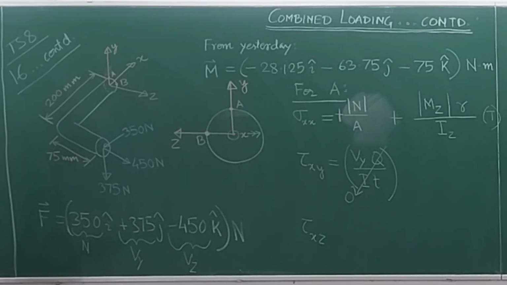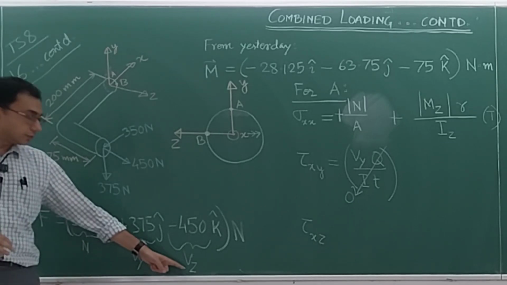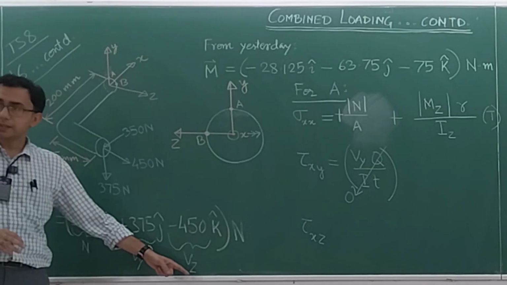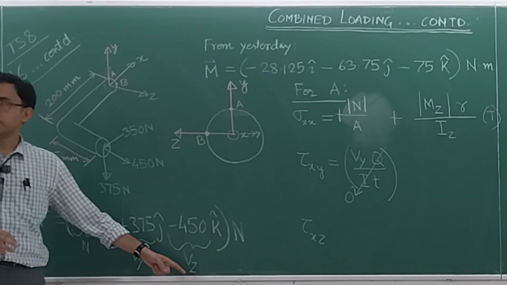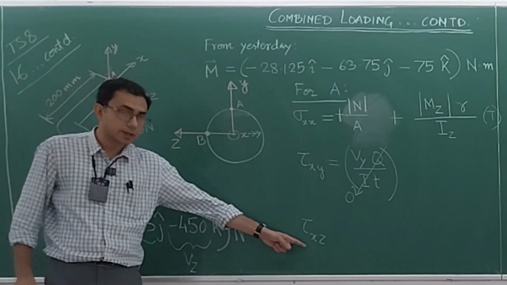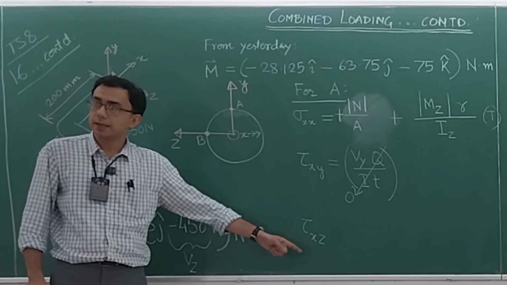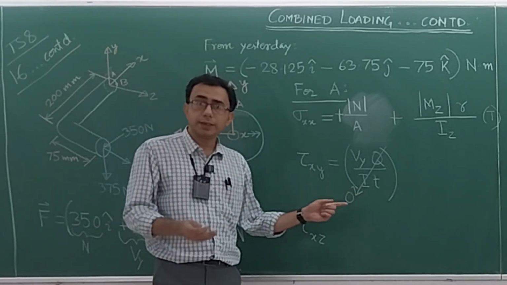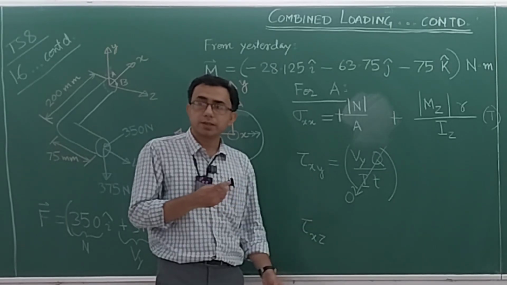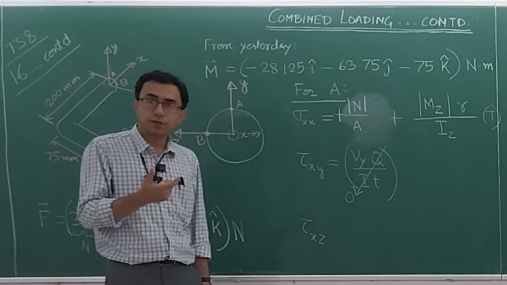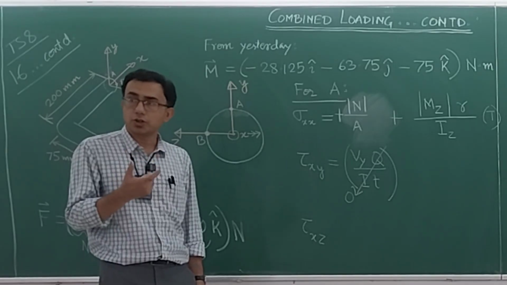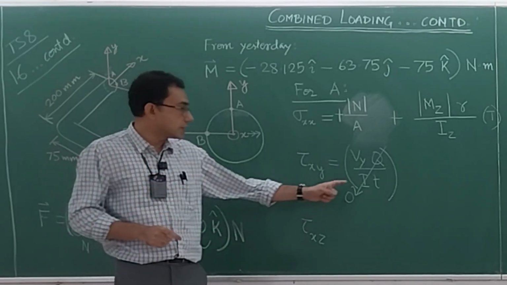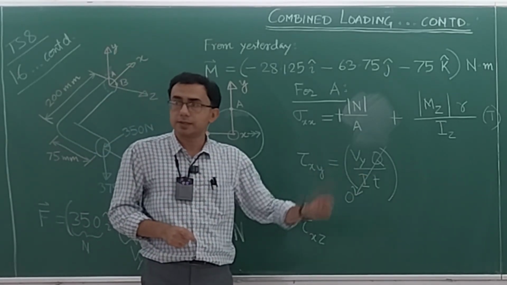Now you may think that okay, Vz is there. True, Vz is there, but Vz is not going to contribute to tau xy. Vz is going to contribute to this tau xz. So we'll consider that when we come to that. Next, remember, within each tau, we have to consider the shear stress due to the transverse shear as well as due to the torsion. Don't forget this, both due to Tr by J as well as due to Vq by It. We have just finished the Vq by It, now the Tr by J.